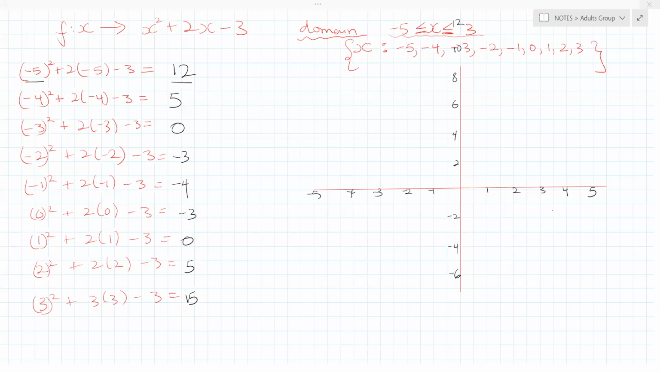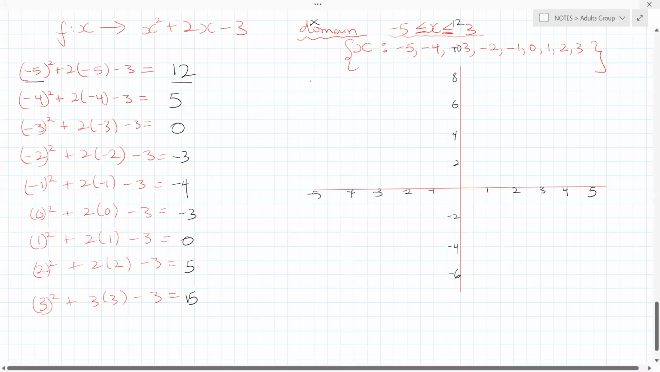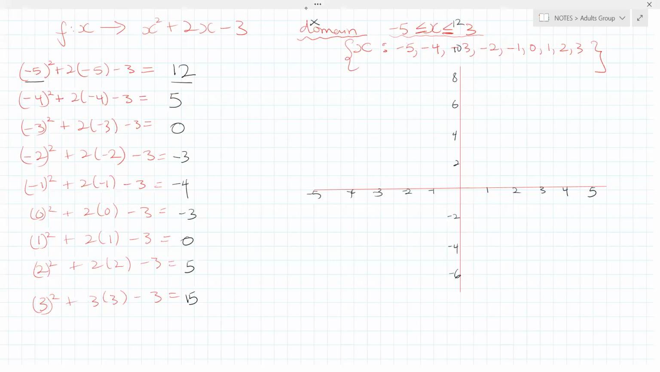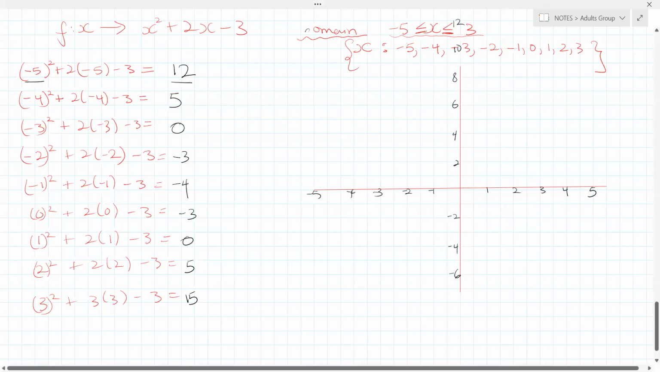So now it's time for us to plot our points on the graph. The first one is -5 on the x, 12 on the y. So that's up here. But you could just put your point, right? It's just hard for me to put points. Next one is -4, 5. So that's here.